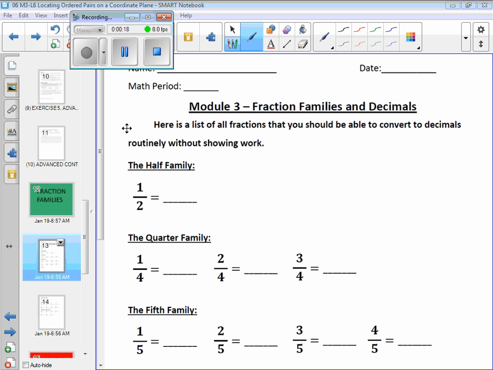1/2 is what decimal equivalent? Some of these you'll be able to rattle off pretty quickly. 0.5. Correct.